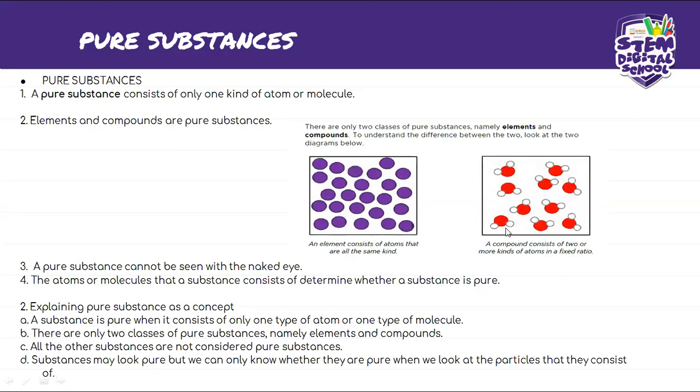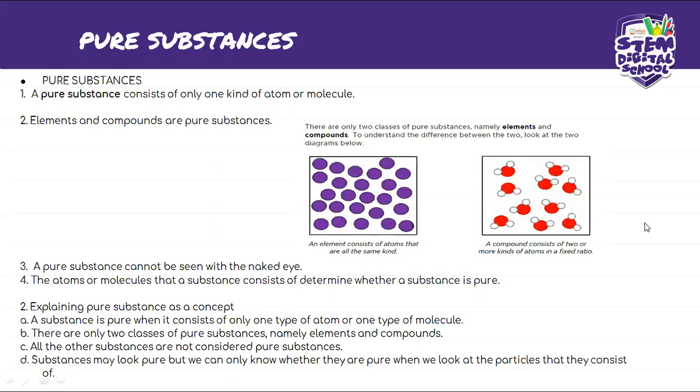So when we say a compound is pure, we are saying that it exists in a fixed ratio. So the ratio of this is 2:1, hydrogen and what? Oxygen. All right, so let's go on.